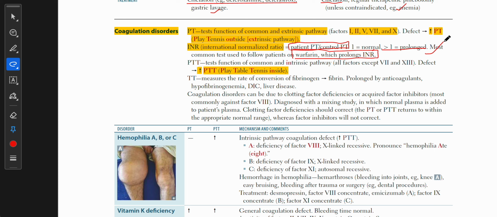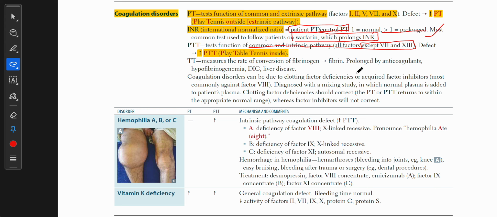So we have to consider INR for PT tests, and in PTT we test functions of both common and intrinsic pathway. Usually intrinsic pathway includes all factors except 7 and 13, right? All factors are included in this except 7 and 13. I'm so sorry. I sometimes stutter, but that's not intentional.